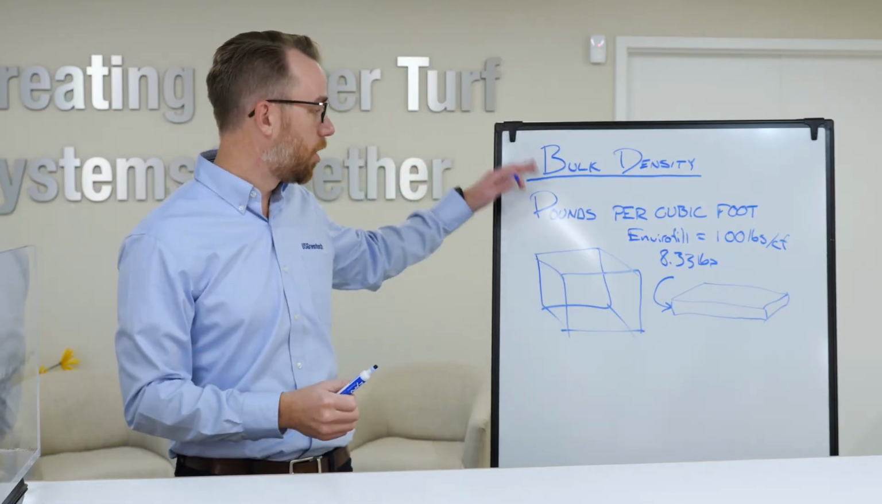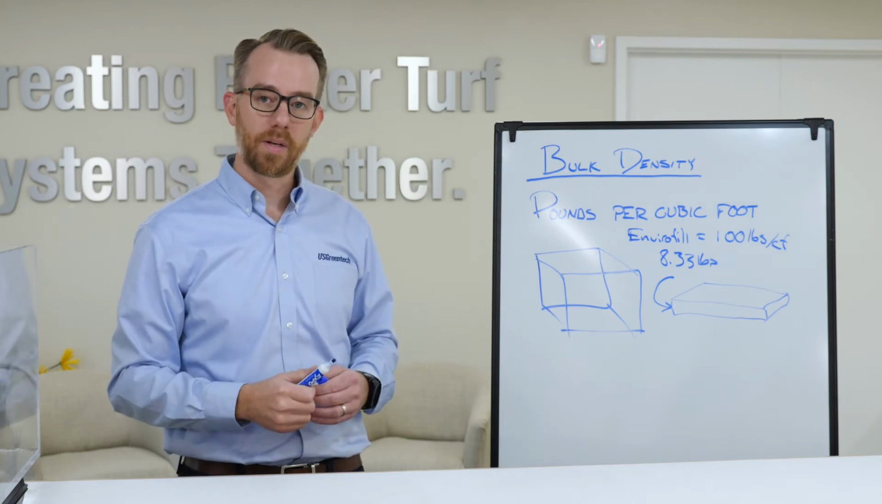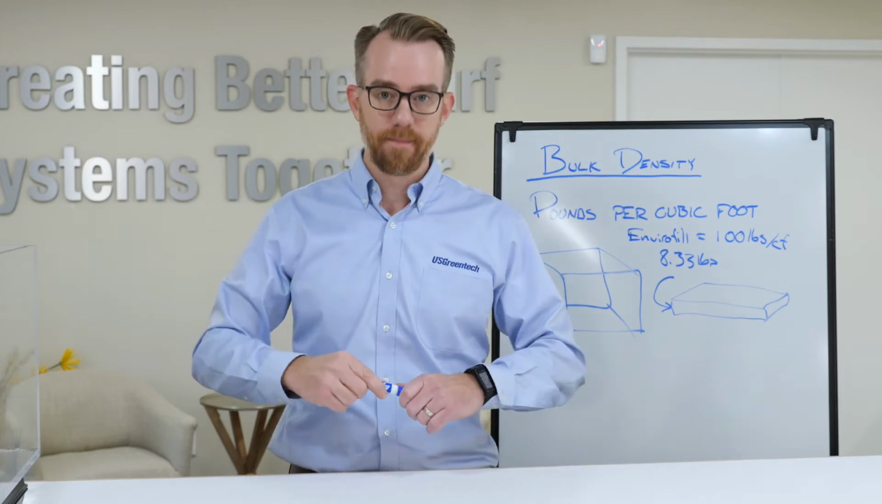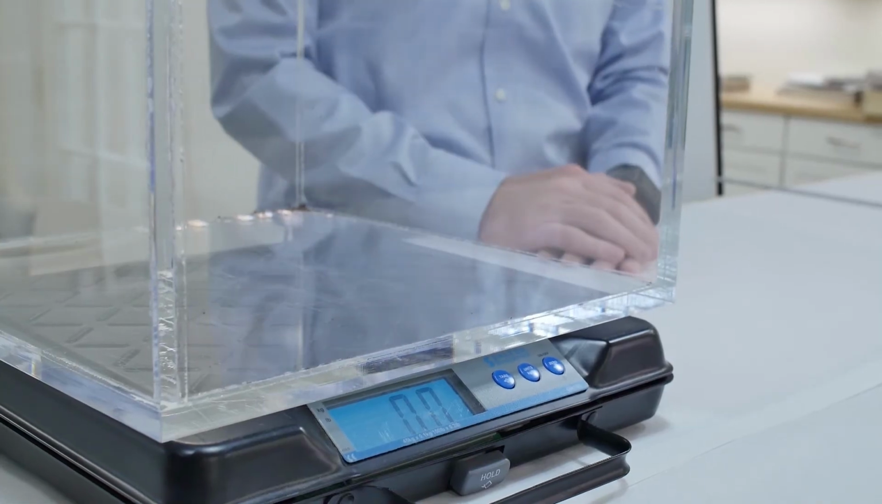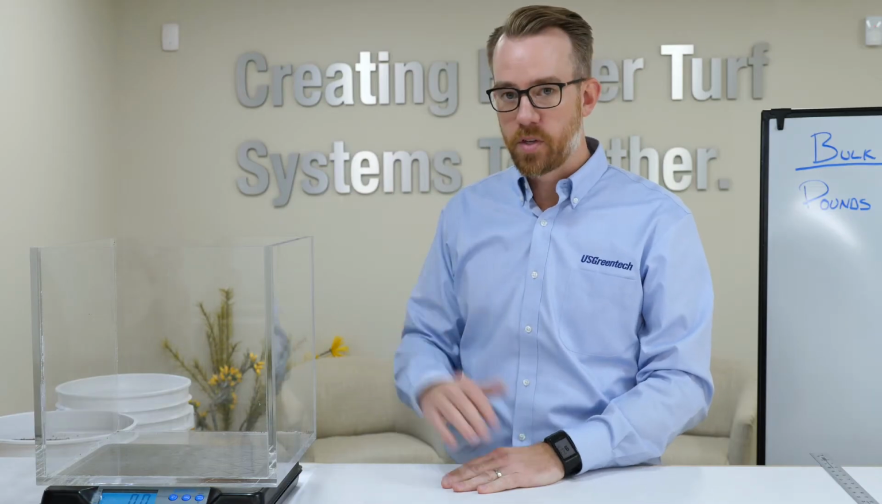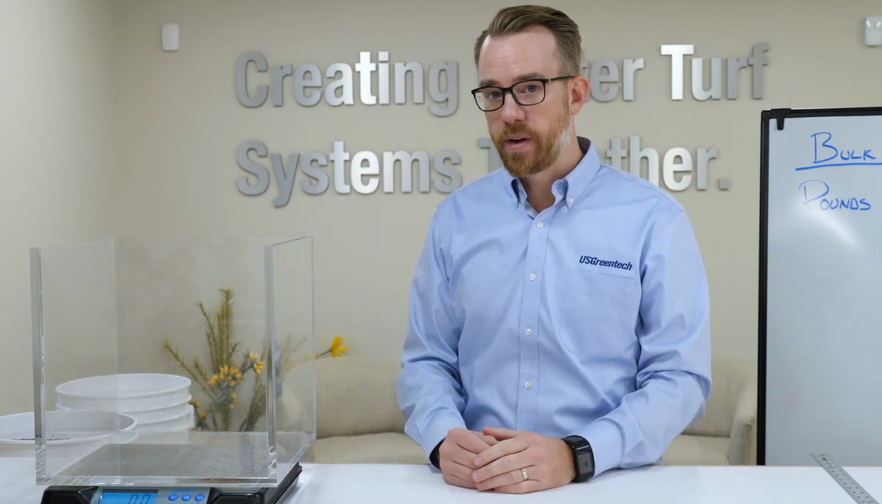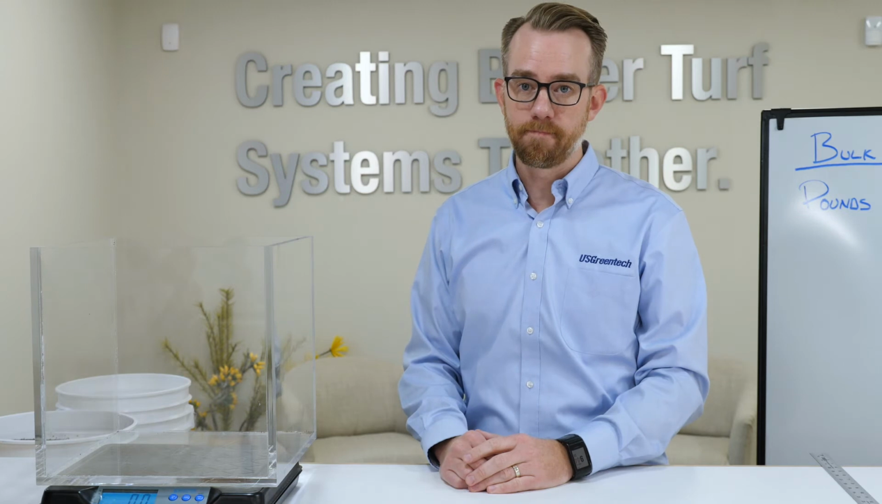So I hope this helps you understand why bulk density is important. And then we're going to move over to the cube and show this in more detail. All right, so I've got my 1 foot cubic box here. It's 1 foot deep by 1 foot tall by 1 foot wide, and it's sitting on our scale. We're going to fill it up with various products and check out each one's bulk density.